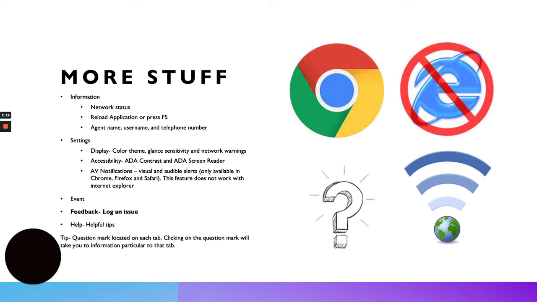So also in the more stuff section is settings, and under settings you'll be able to change the color theme, glance sensitivity, and network warnings. You'll also be able to change the accessibility and the AV notifications. AV notifications are super important. Especially if you're going to be handling chat and text, you need to have all of these on. Once you figure out what you don't like and what you do like, you can change it. But definitely the audible alerts should be on and working.